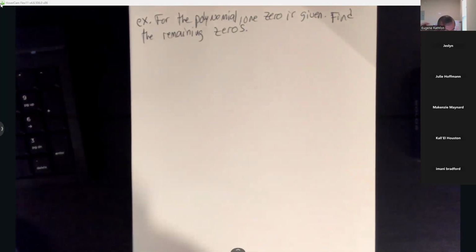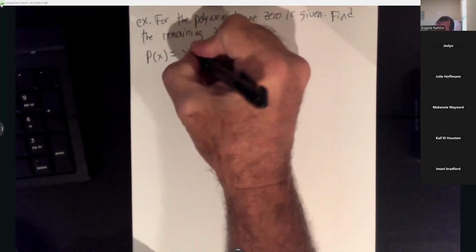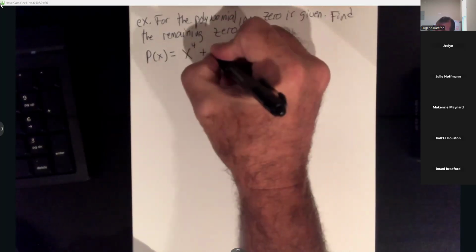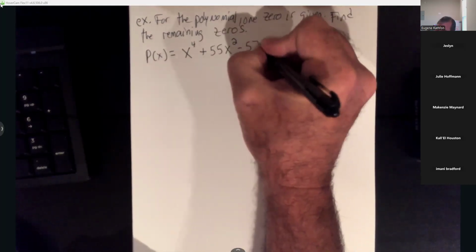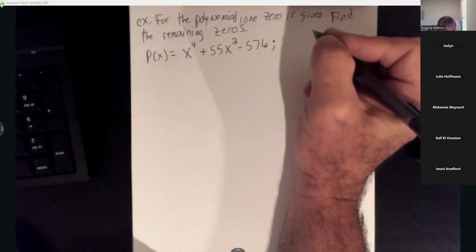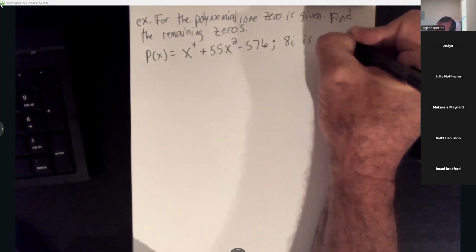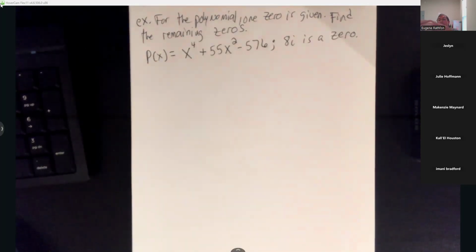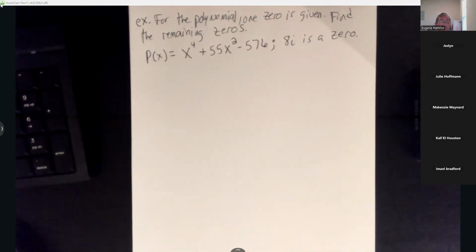Okay, so let me see what they're giving me to start out with. This one, they're giving me P of x equals x to the fourth plus 55x squared minus 576. Then they have a semicolon and they're telling me 8i is a 0. All right, so check this out. That's an x to the fourth. Since that's a 4, I am looking for 4 zeros. They're giving me one of them, so I've got to find the other 3.